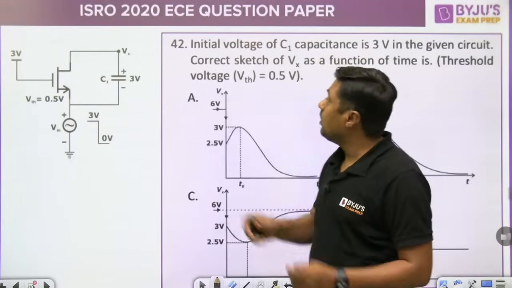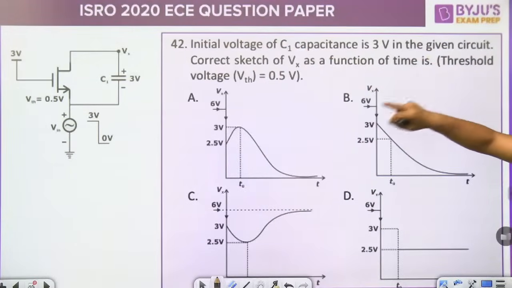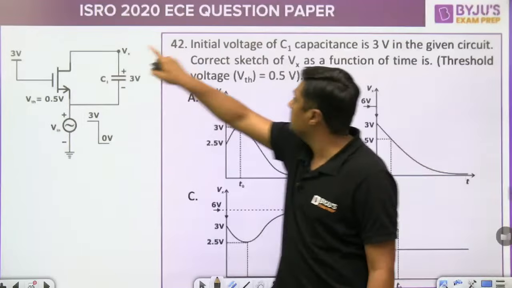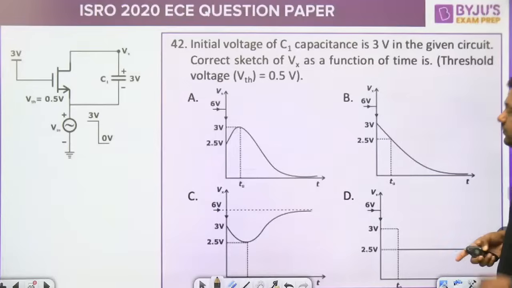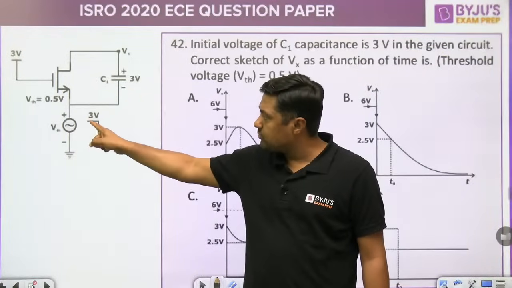Now the initial voltage of the C1 capacitance is 3 volt, which means the voltage charged in C1 is 3 volt in the given circuit. We need the correct sketch of Vx as a function of time. The threshold voltage is 0.5 volt, and here one supply voltage is given that will switch from 3 volt to 0 volt.